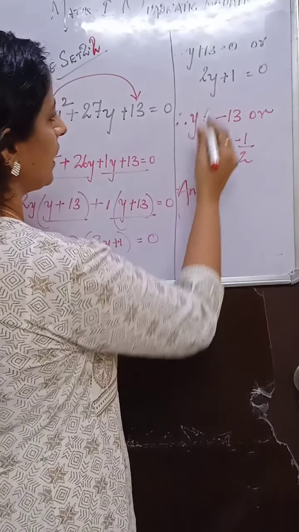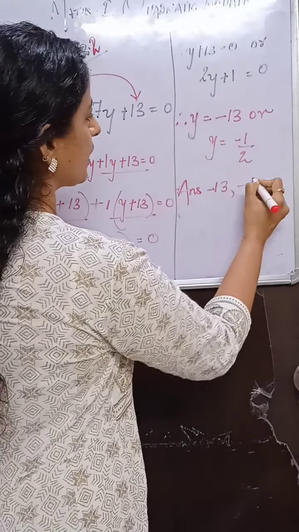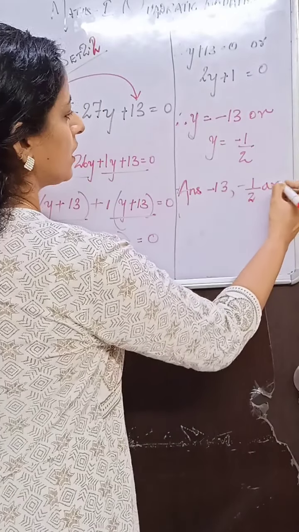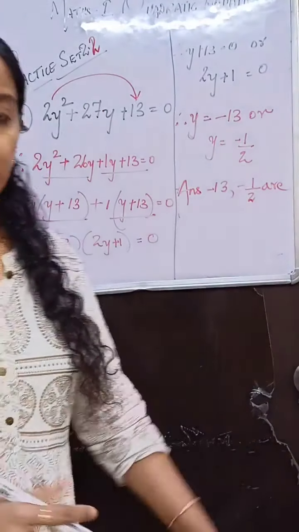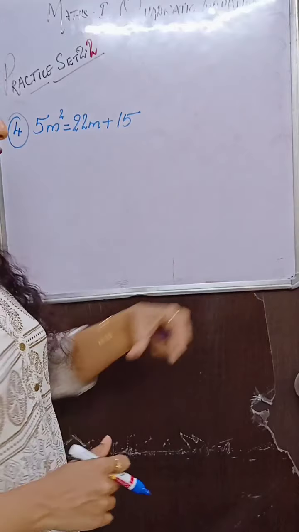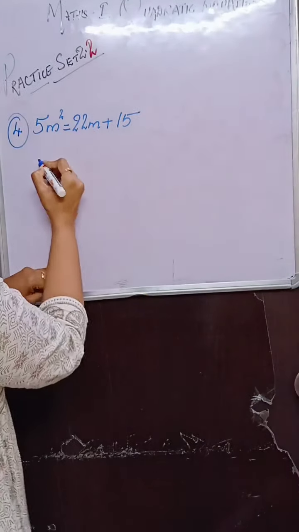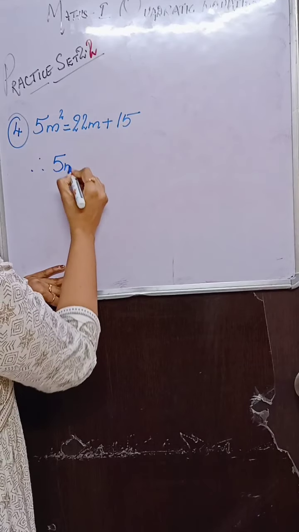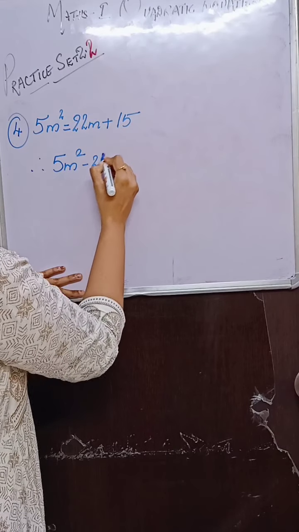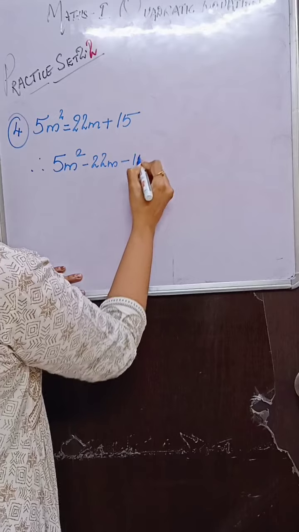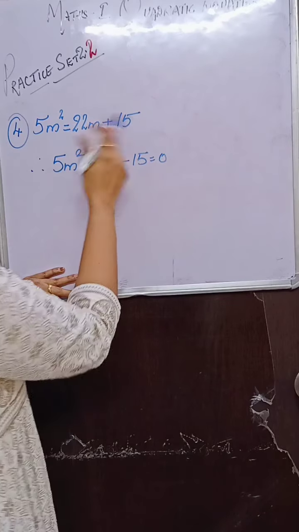Final answer will be minus 13 comma minus 1 upon 2 are the roots of the equation. I have taken sum number 4, question number 4. This we will first write in standard form. So this will be 5m square minus 22m minus 15 equal to 0.